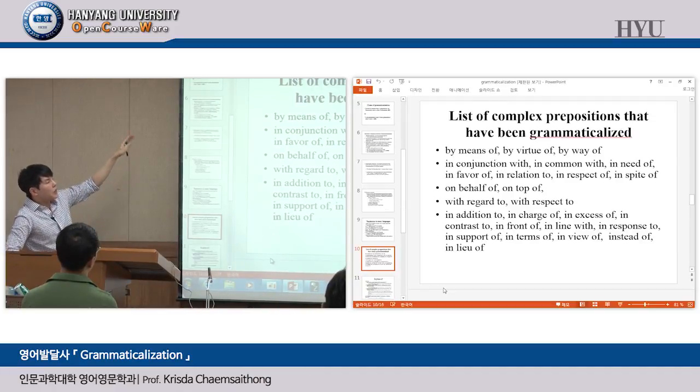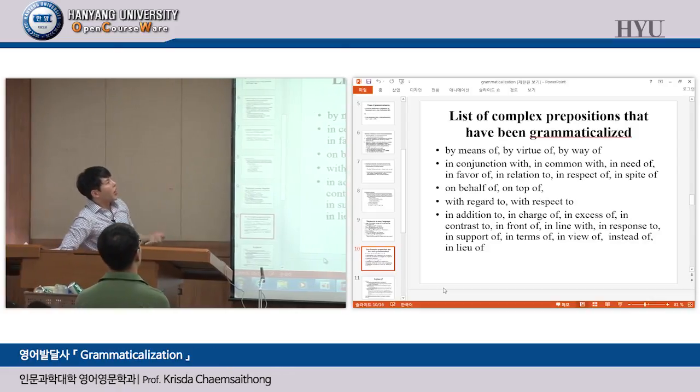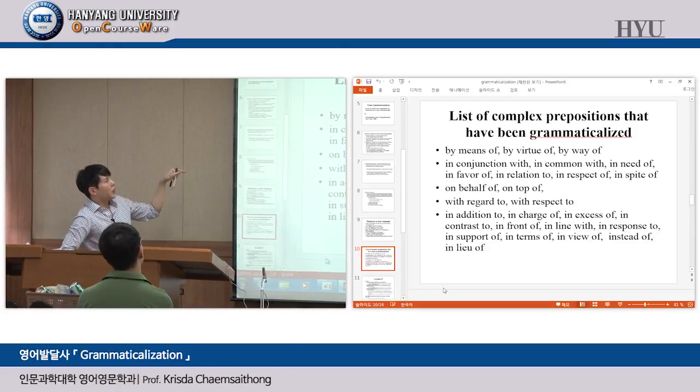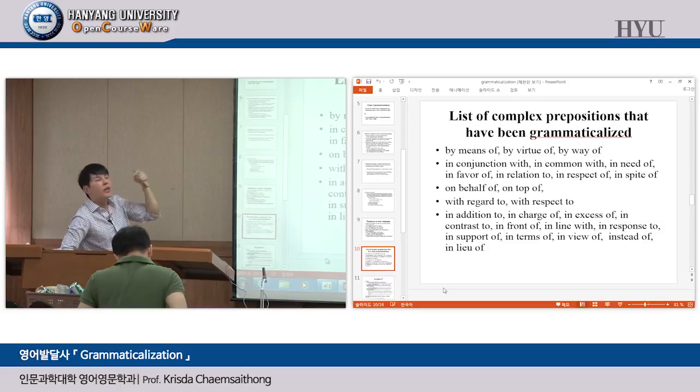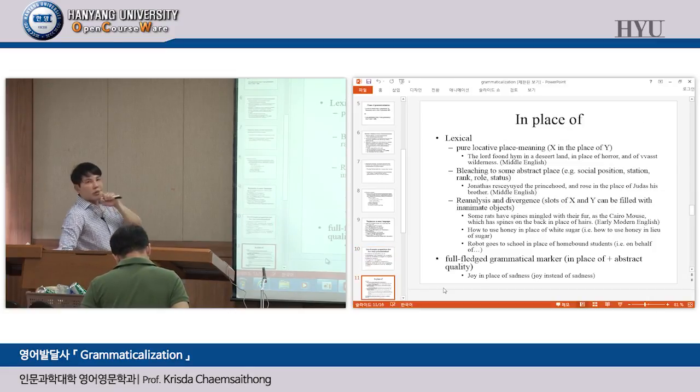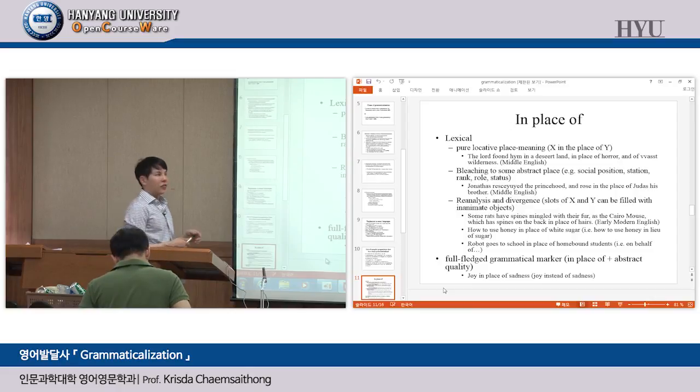And all of these prepositions that you know or are supposed to know, we call them complex prepositions. Complex meaning they are longer than in, on, at, under. Because they are long: by means of, by virtue of, by way of. So all of these prepositions underwent grammaticalization already. We'll look at one example today, which is "in place of."